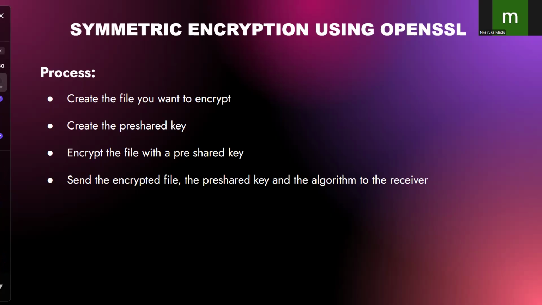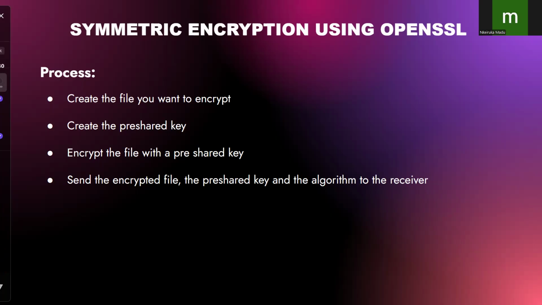So for symmetric encryption using OpenSSL, the first thing you need is a file or data that you're trying to protect. Sorry, my mind is everywhere. Let me try to collect my ideas together. Okay, I think I got it.